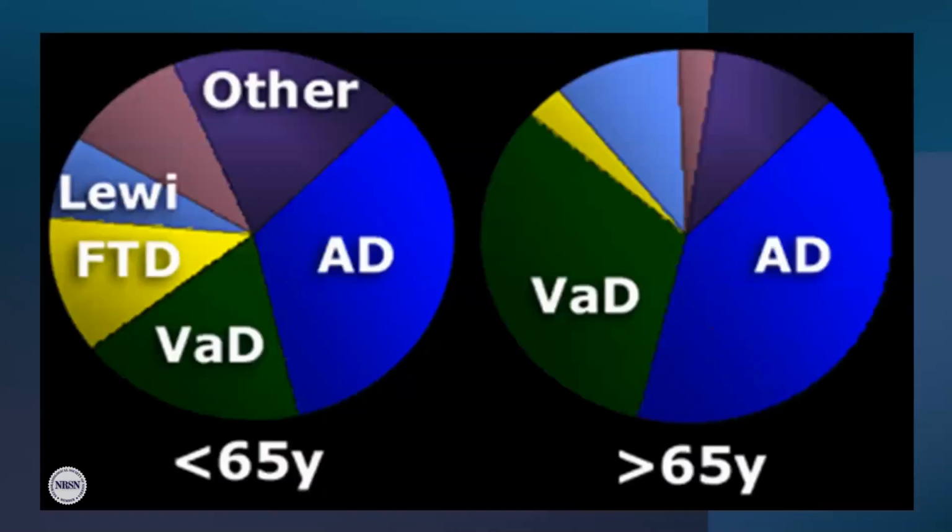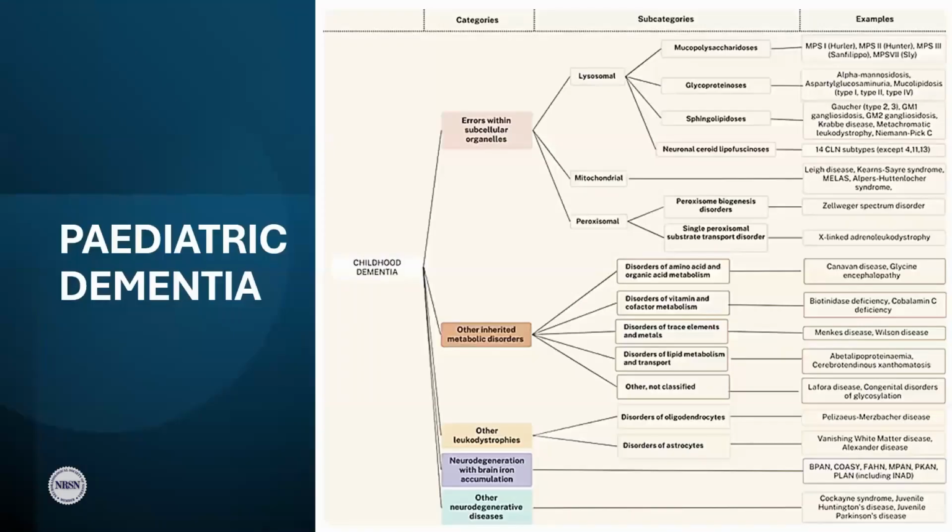This is just a pie chart that is showing the various distribution and prevalence of dementia subtypes. In those less than 65, Alzheimer's disease still tops the chart as the most prevalent dementia type, while in those greater than 65, Alzheimer's and vascular dementia are predominant.